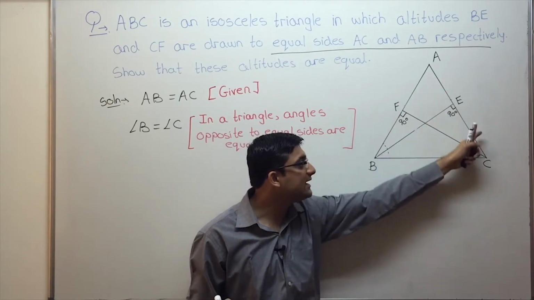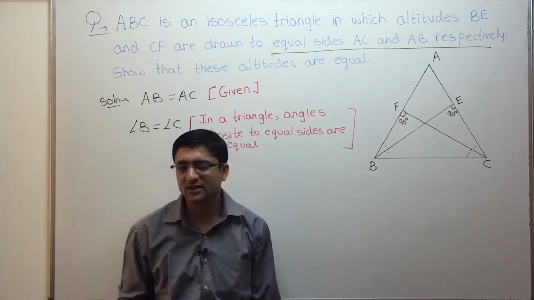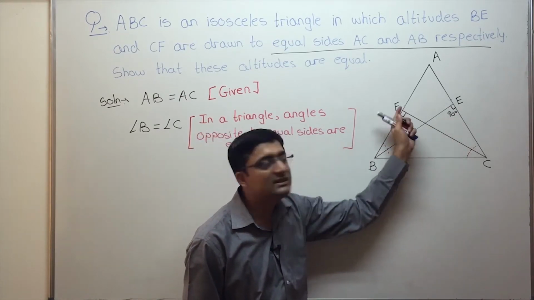Too much jargon? Simple. Altitude BE, so it will always be perpendicular to the side it is falling on. BE is falling on which side? AC, so angle is 90. Similarly, CF is an altitude, so this angle will be 90. Altitude means height, height always means 90 degrees, right? So BE and CF are altitudes.